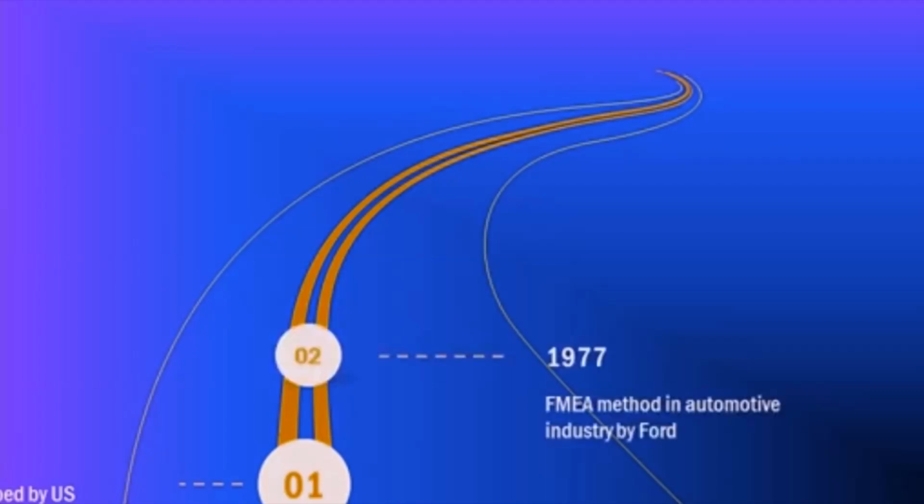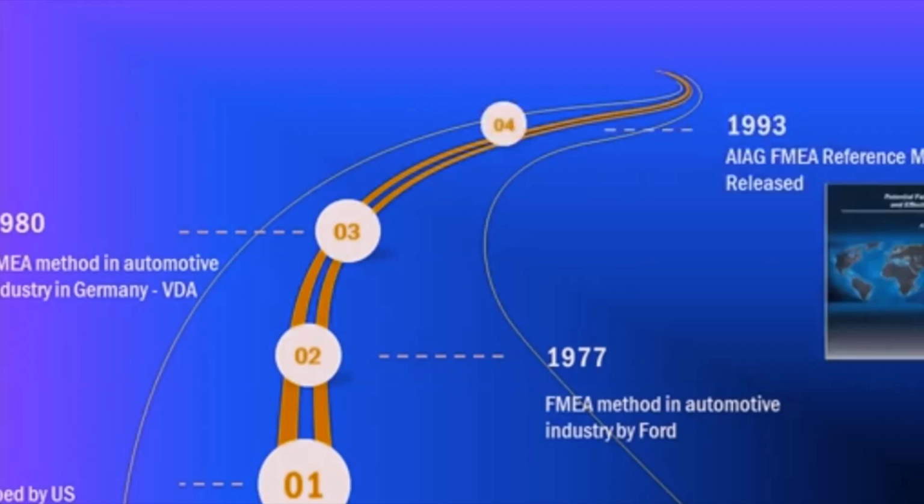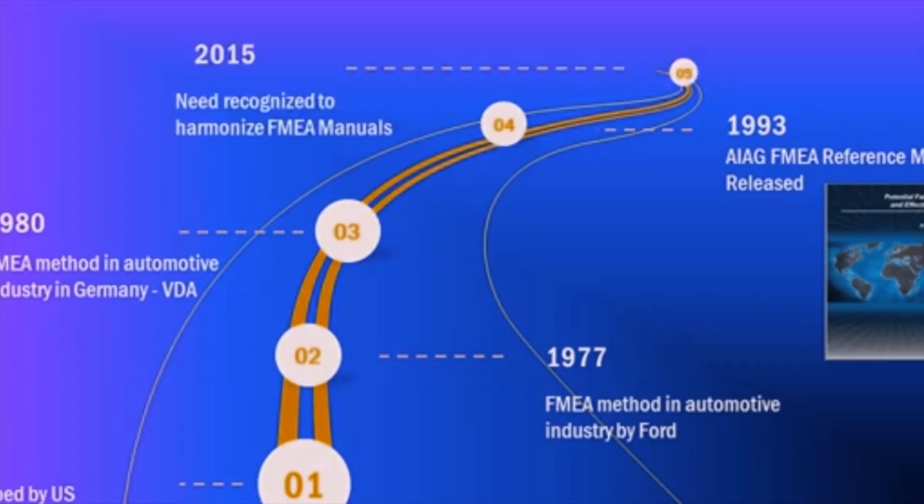The year 1977 marked the beginning of the use of FMEA in the automotive industry by Ford Motor Company. In the year 1980, German association VDA developed FMEA for the industries in Germany, and in the year 1986 VDA Volume 4 was released. In the year 1993, first AIAG FMEA reference manual was released. In the year 2015, the need was recognized to harmonize the AIAG and VDA FMEA manuals.